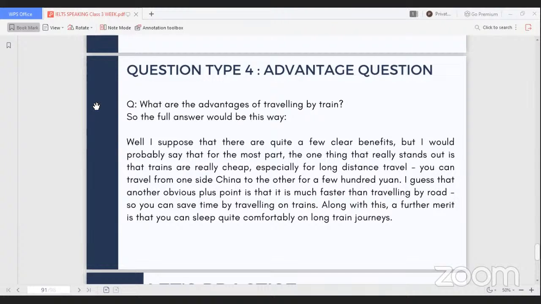Well, I suppose that there are quite a few clear benefits, but I would probably say that for the most part, the one thing that really stands out is that a private car can prevent you from spending more money, especially for long distance travel. You can travel from Jakarta to Surabaya for a few hundred rupiah. I guess that another obvious plus point is that we can easily set our speed by ourselves compared to riding public transportation, so you can save time by traveling by car. Along with this, a further merit is that you can ride comfortably without other people's distraction.